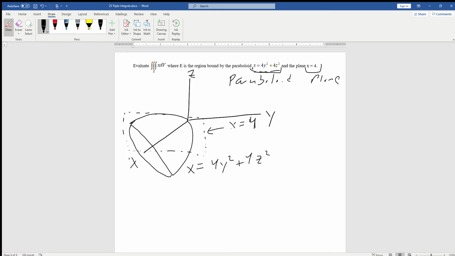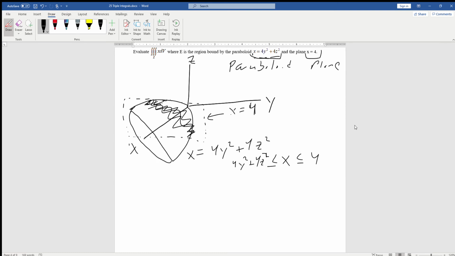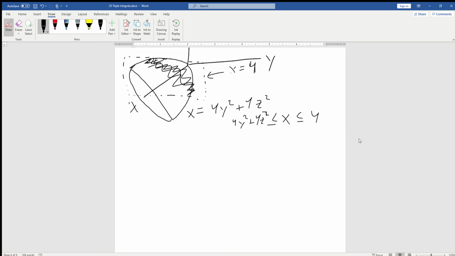If I'm setting up this integral, the first thing I might want to do is think of this as the volume that's bound up to the plane. Let's say the plane just cuts through our paraboloid. That means the bottom of the paraboloid up to the plane are the bounds for x. So x is going to be bound by 4y squared plus 4z squared to 4. We're thinking in terms of x. So at least we can set up the first part of it, then we can worry about the rest of it. Let's do that first.